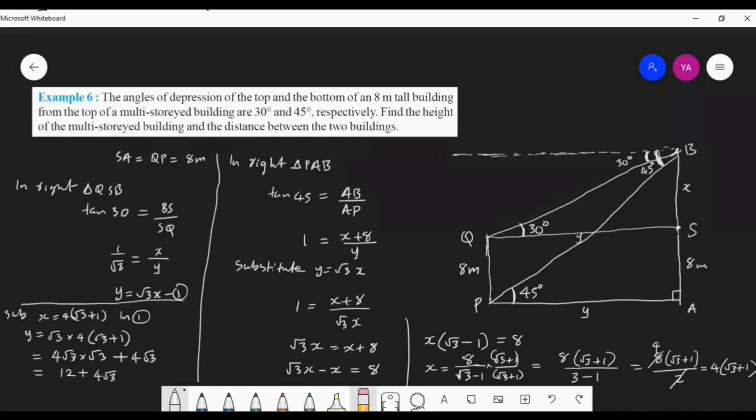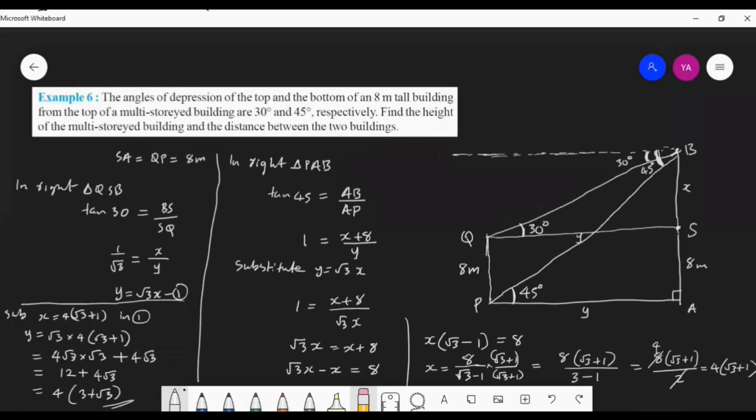Again we can take 4 outside the bracket. So what will come? 3 plus root 3. Okay, this is y, the distance between the buildings. That you can write in the conclusion.